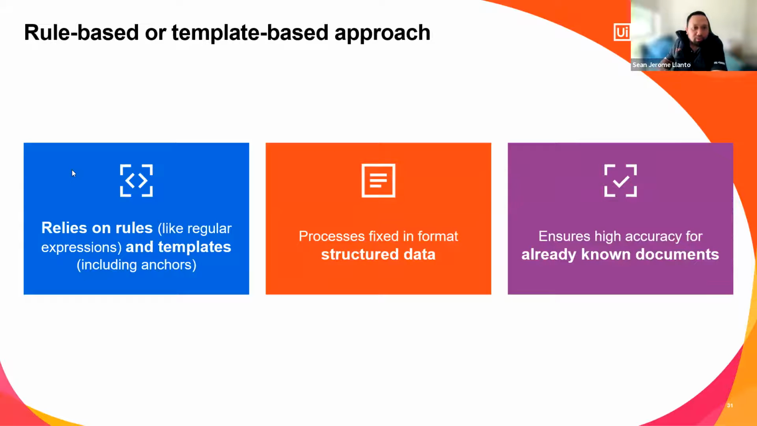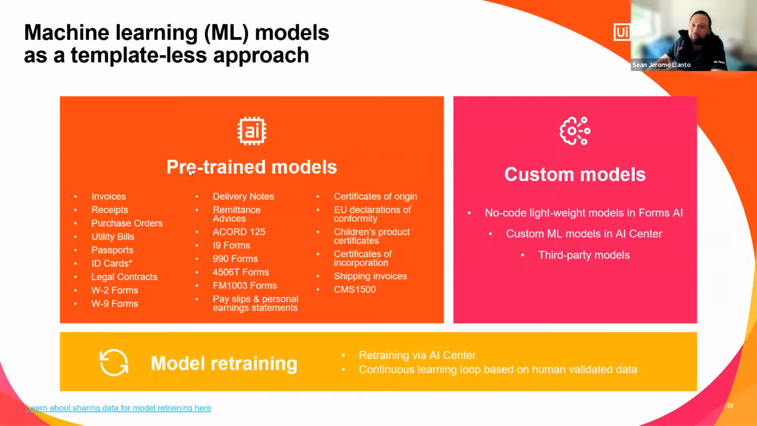So rules-based relies on certain rules, works on or processes structured data, and it comes up with a high accuracy for already known documents. However, of course, a drawback is if you introduce an unknown document, then that is where the accuracy begins to drop. That is where we actually have pre-trained models and machine learning models that we can train and retrain, to be able to provide continuous learning to that model and be able to work on different documents as well.